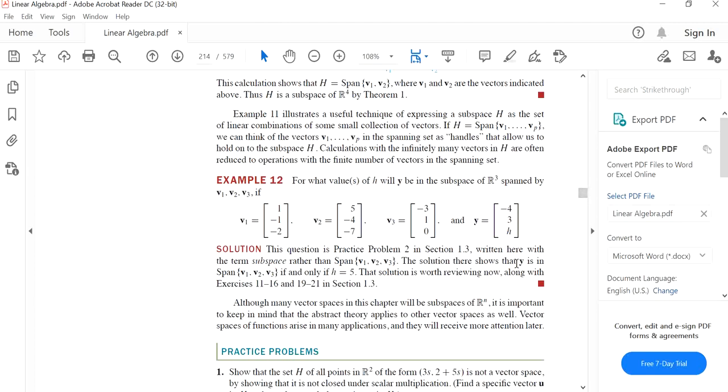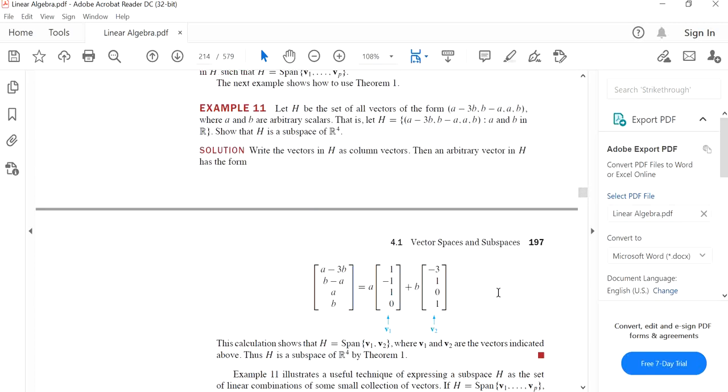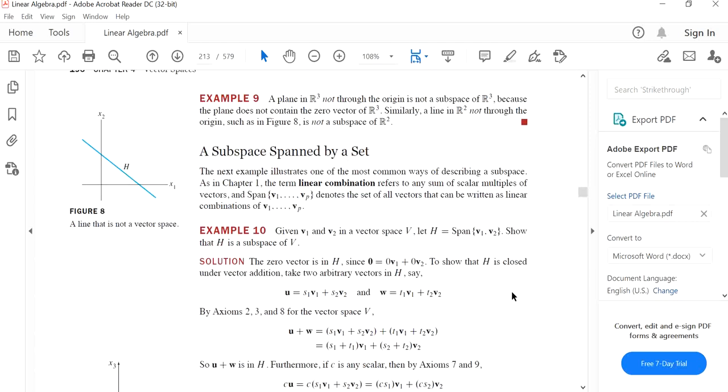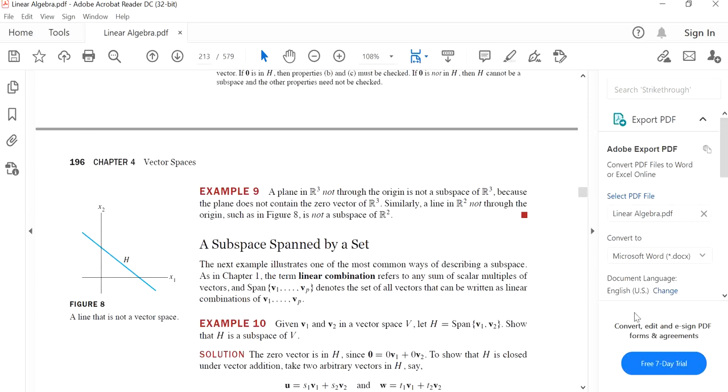I know this video is quite long, but we've exhaustively covered subspace, vector space, and a subspace spanned by a set.